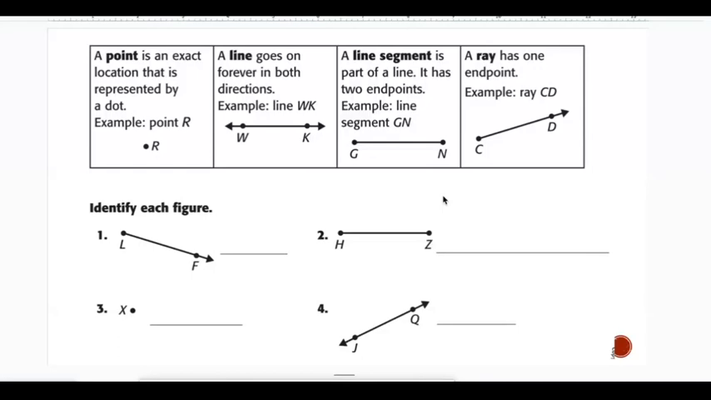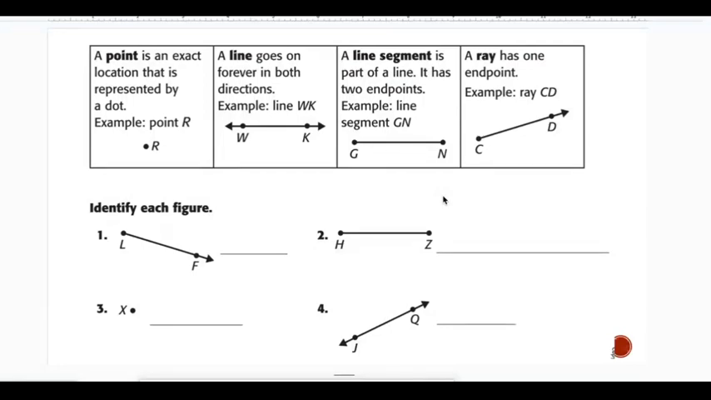Hello, everyone. So, today we are going to learn some topics from geometry, and those topics are point, line, line segment, and ray. We need to know each one of these terms. Let's start with the point. A point is an exact location that is represented by a dot.